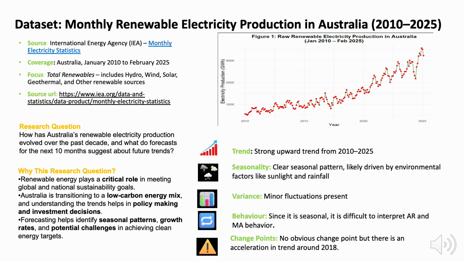We saw autocorrelation where current values are influenced by past months, suggesting memory in the system. Finally, there are a couple of noticeable change points, especially in 2018 and during 2020 to 2022, probably due to new policies or renewable energy projects.